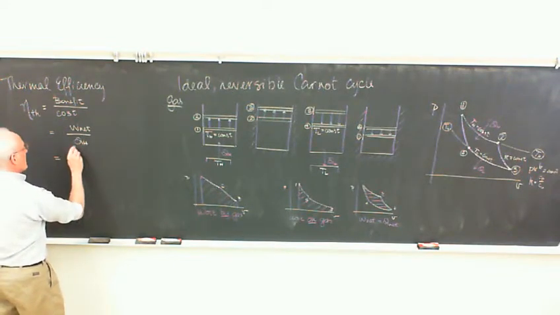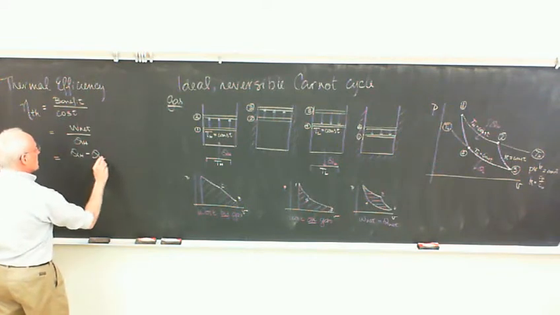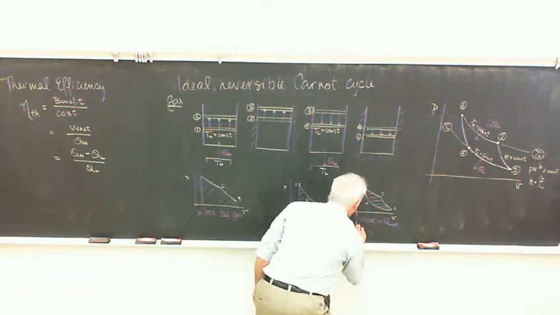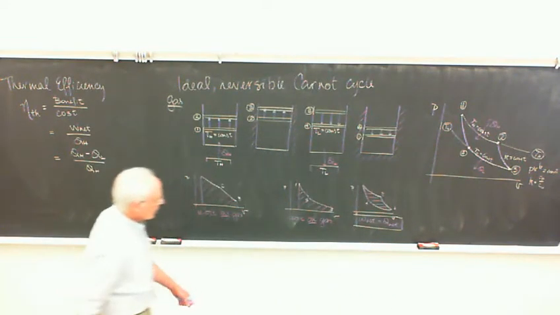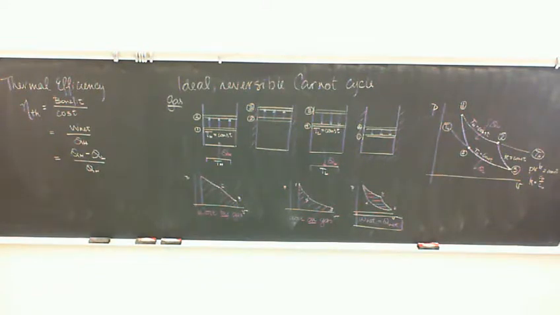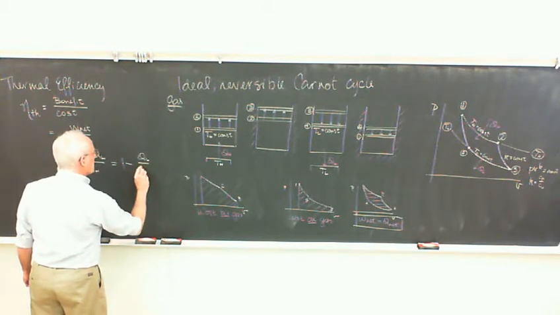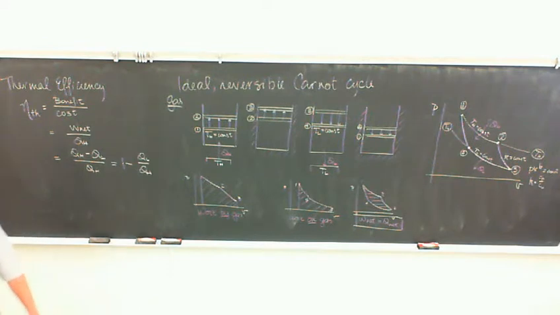Q net, we know that to be QH minus QL, because for any cycle, the net work equals the net heat transfer. Don't forget that. That's a very useful little thing, but it's just easy to forget. Or if you want to rewrite this a little bit, whichever form you like, they're exactly the same, only differ a little bit by the algebra. So either one of those forms is fine. However, that's true for any cycle.